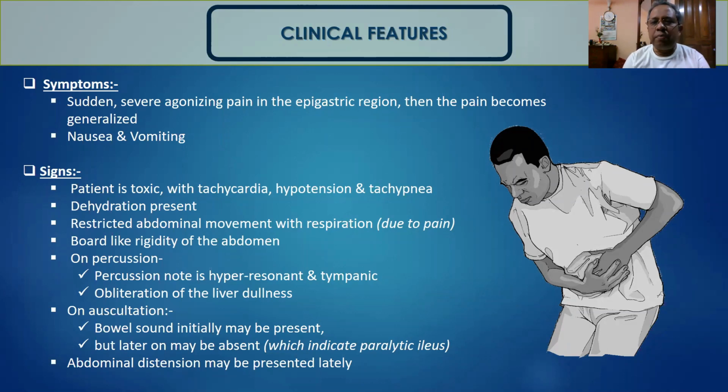So the patient feels pain. As body protection, there is a spasm of the muscles, they rigidify the muscles, with less mobility of the body, trying to localize the pain. So the presentation is sudden, severe, agonizing pain in the epigastric region. Then the pain becomes generalized.